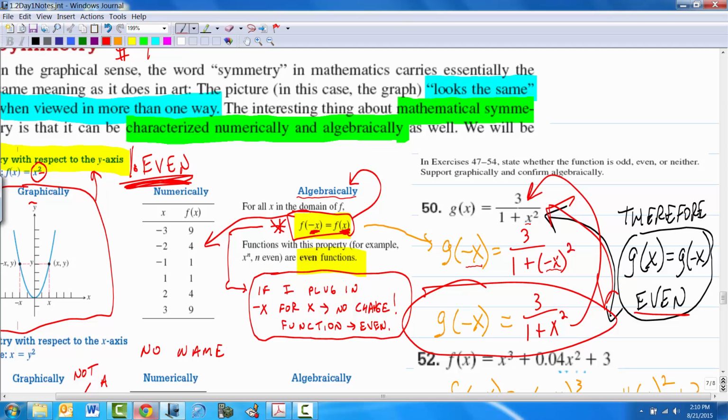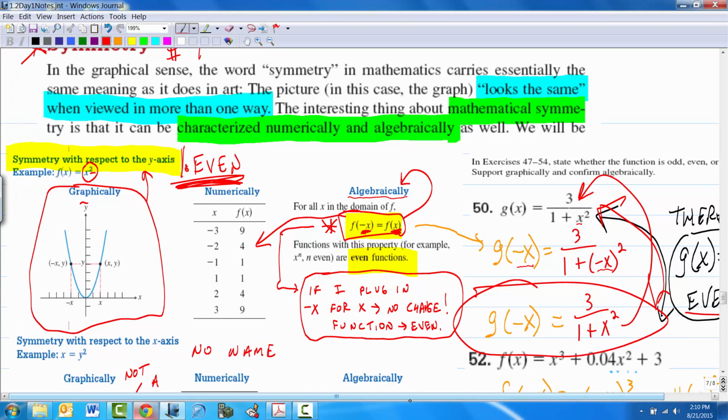And what's a -x times a -x? Back to a positive x. So when I took g of x and plugged in a -x, I got the same exact thing I started with. So therefore, that makes the function even. And we can look at that in the charts.